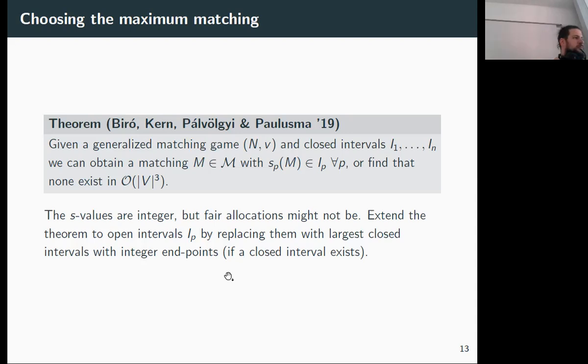Okay, as we will see in a minute, we are going to need to deal with open intervals as well, not just closed intervals. That is not a huge problem because these S values are integer. So whenever we have an open interval, we can replace it with the largest integer endpoint closed interval that fits into that, and then we can apply this theorem.